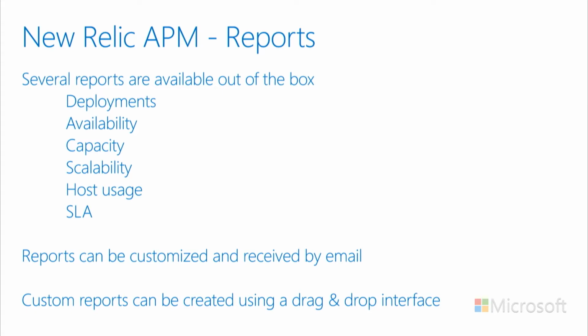And it has availability and error monitoring in terms of how your site is available to users around the world, and errors. It also has out of the box a few reports that will help you to understand how deployments are affecting the performance and the availability of the application, what the capacity of the application is in terms of servers, the scalability, and how your hosts are being used. The reports can be received and customized by email, and you can also create custom reports using a drag and drop interface. That is how New Relic APM works.